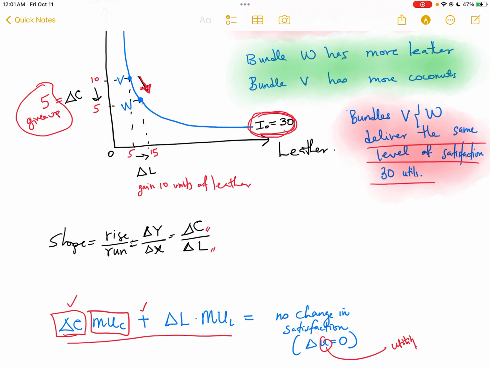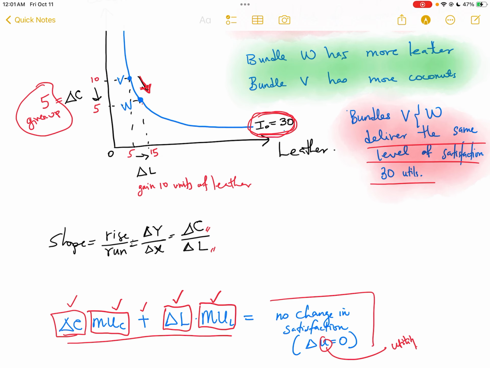At the same time, what is happening? We are consuming fewer coconuts, but we are consuming more units of leather. See? So that's the change in leather here. Associated with that increased consumption of leather is the marginal utility of leather. Marginal utility is such that it slopes downwards. As you consume more of a unit, marginal utility falls. So we record that associated marginal utility.